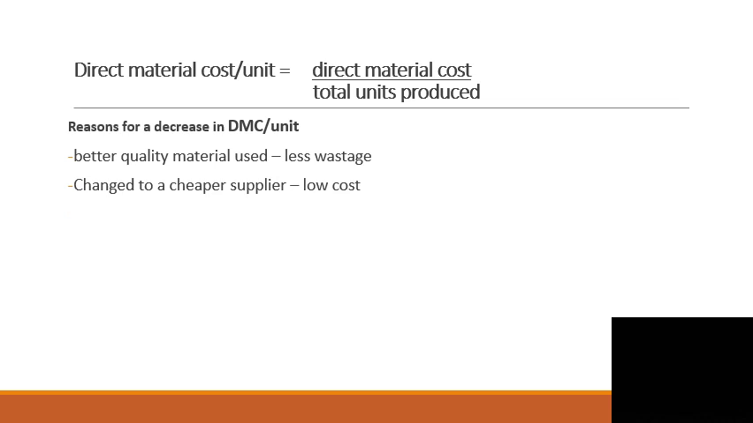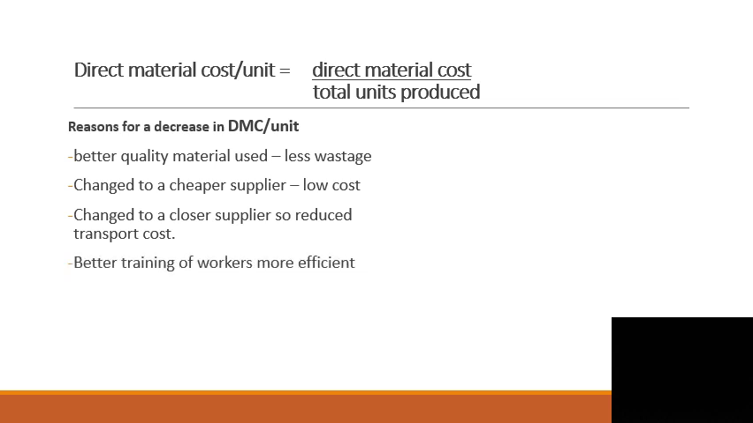Or maybe the manufacturer has changed to a cheaper supplier. It means they are now obtaining their raw materials at a lower cost. It has the effect of decreasing the direct material cost per unit. Or we have changed to a closer supplier, so we have reduced transport cost. Maybe initially we were importing our raw materials. Now we have decided to buy raw materials locally. That cut in transport cost may decrease our direct material cost per unit.